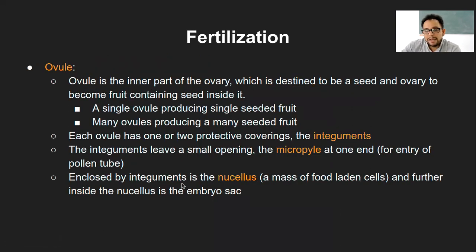Enclosed by the integument is the nucellus. Do not get confused here, calling it a nucleus. It is not nucleus, but it is very clearly written nucellus. This is nothing but a mass of food cells or food laden cells. That means this is the nutritious part of the ovule, right? So enclosed within the integuments is the nucellus, which is the mass of food, and further inside the nucellus is the embryo sac.